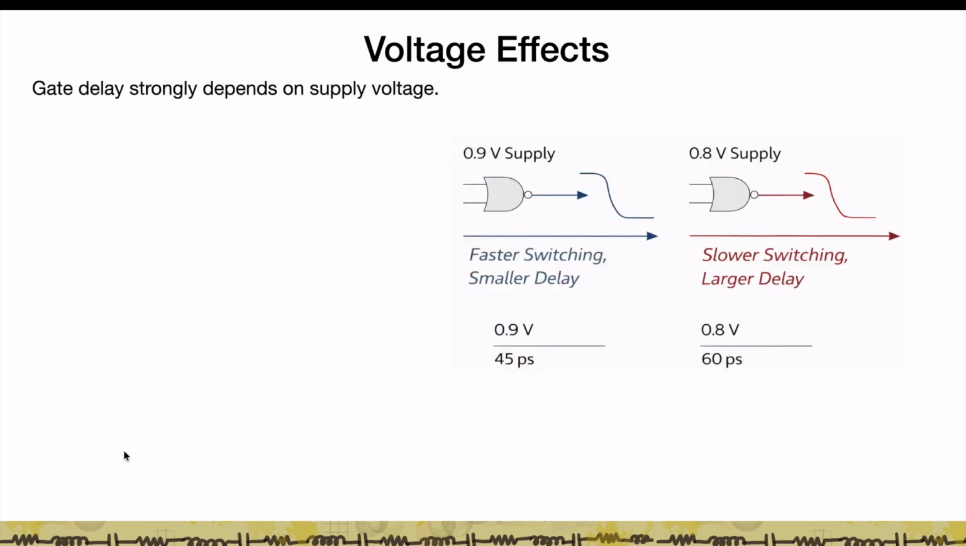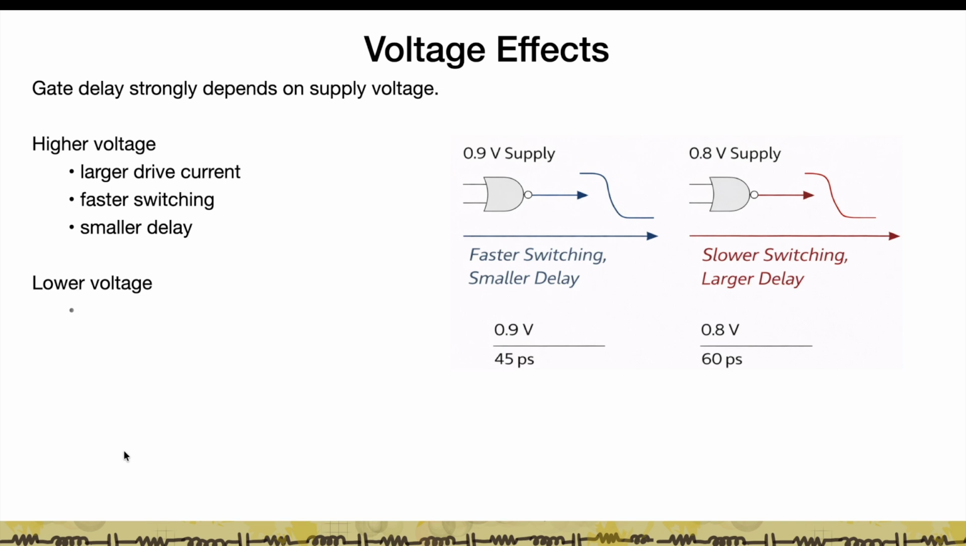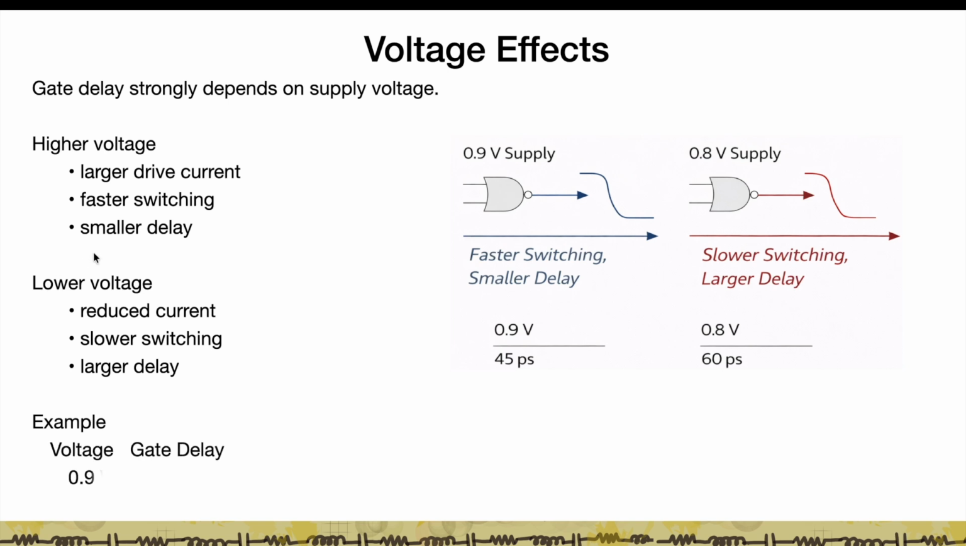The second factor is supply voltage, and this one has a clean, intuitive explanation. Transistor drive current scales with supply voltage. Higher voltage means higher current, which means the transistor can charge and discharge load capacitances faster, shorter delay. Lower voltage means less current, slower switching, larger delay.